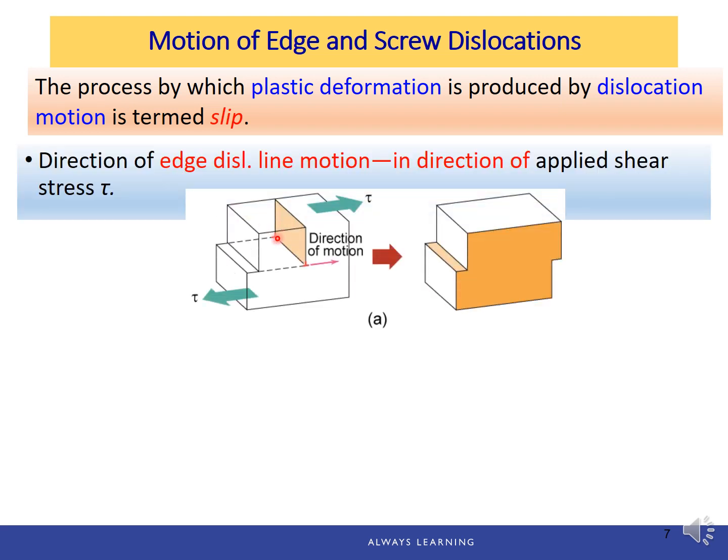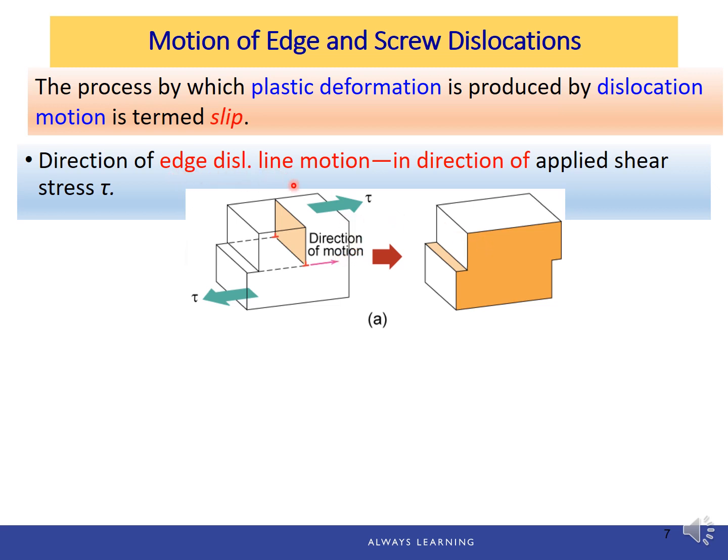So if we have an edge dislocation, this is the edge dislocation line over here, and we apply shear stress to this crystal lattice, where the shear stress is parallel to the top and bottom surface of the lattice. Now you can see the dislocation at the beginning is located inside this crystal. But as a result, it will move all the way to the right and move out of the surface to form this slip step.